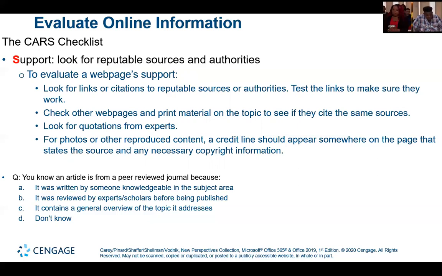All right, so here's your question. You know an article is from a peer-reviewed journal because A, it was written by someone knowledgeable in the subject area. B, it was reviewed by experts, scholars, before being published. C, it contains a general overview of the topic it addresses. And D, you don't know. If you were going to make a selection, you should select B. It was reviewed by expert scholars before being published.